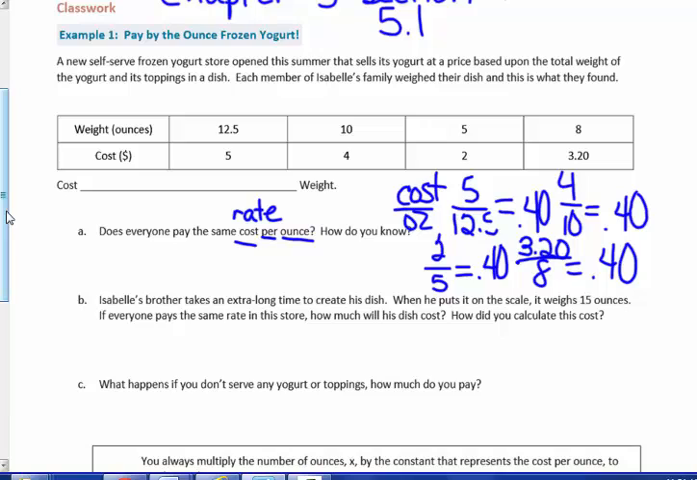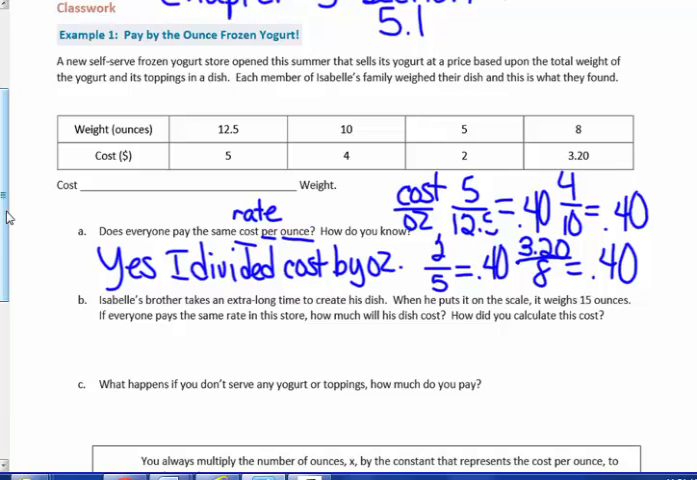So, does everyone pay the same cost per ounce? The only way you can answer that is if you do all of the divisions. And the answer is yes. How do I know? I divided cost by ounces and got 40 cents each time, or 0.40.